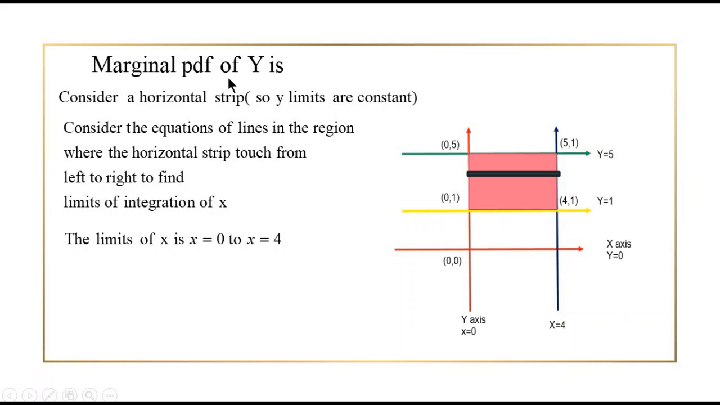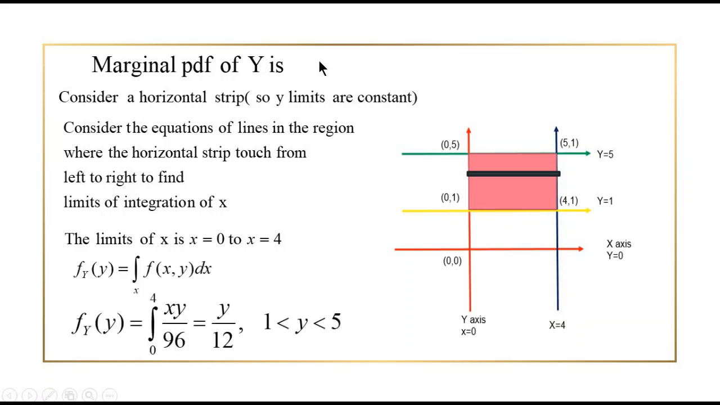So to find the marginal PDF of y, we have to integrate the joint PDF with respect to x, taking the limits as 0 to 4. So we get y by 12. This is our marginal PDF of y, where the limits of y are from 1 to 5. Now let us proceed with our probability.